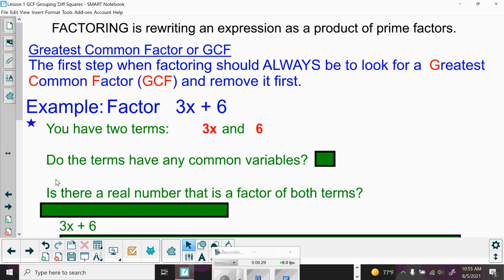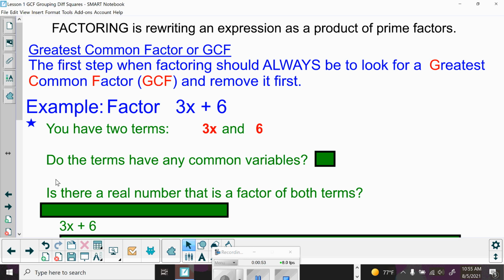You need to remember that factoring is simply rewriting an expression as a product of prime factors. The greatest common factor is the first step when factoring. No matter what type of factoring you're doing, you should always look for the GCF, or greatest common factor, first and remove it to make your problem easier. An example we have is 3x plus 6. You have two terms. Okay?